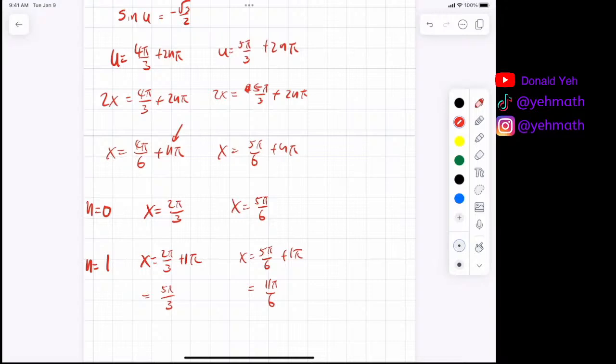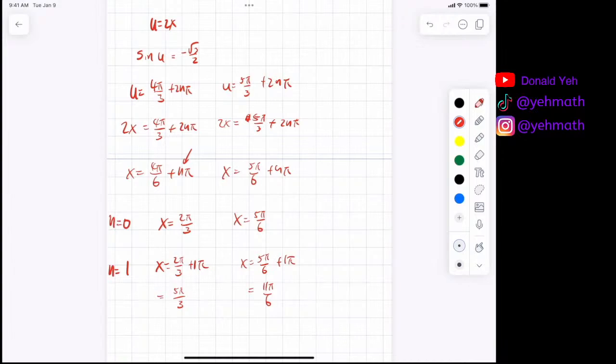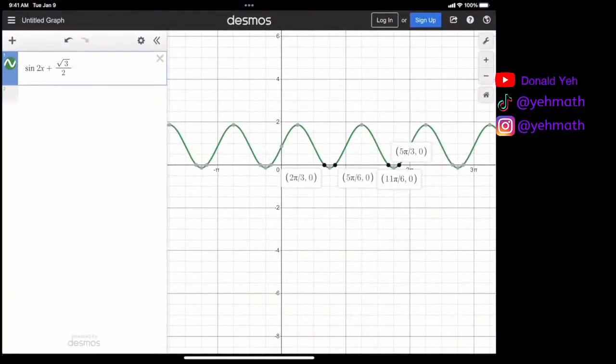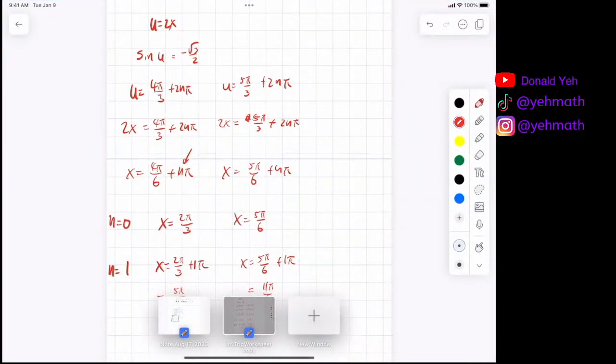Pretty cool. Because if I were to check the questions online here, 2 pi over 3, 5 pi over 6, 11 pi over 6, 5 pi over 3, everything's there. And it's all the way 0 to 2 pi. But the only way to do it is with the help of the general solution. This is the reason why we cover general solution, to help you find some situation like this.